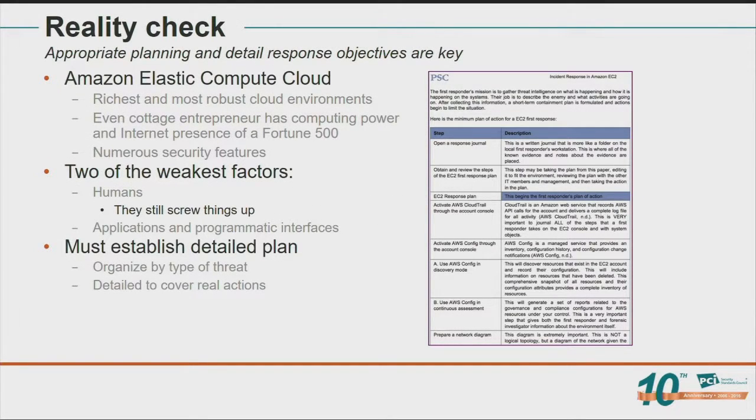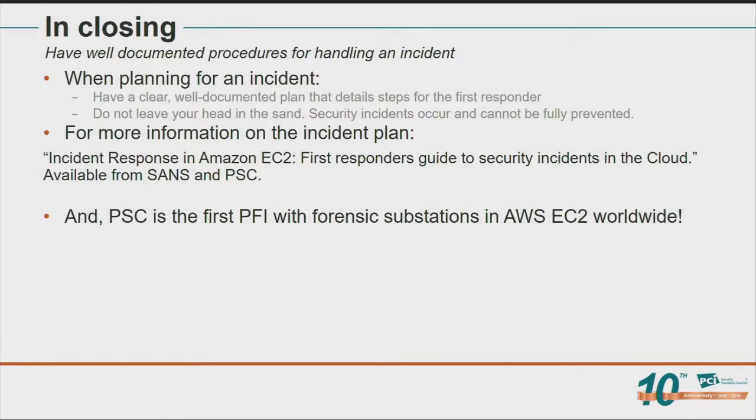So first thing is realize that Amazon is one of the richest, most robust cloud environments with the number of services that they have specifically. It allows a cottage entrepreneur to act as a Fortune 500. And in the paper, specifically, realize that the weaknesses are still humans, and they're still the applications. So the reality is you must establish a detailed plan. This is an example from the paper of a step-by-step plan that says do this first, this next, this next, this next, when you're dealing with a cloud environment. And it is really quite different.